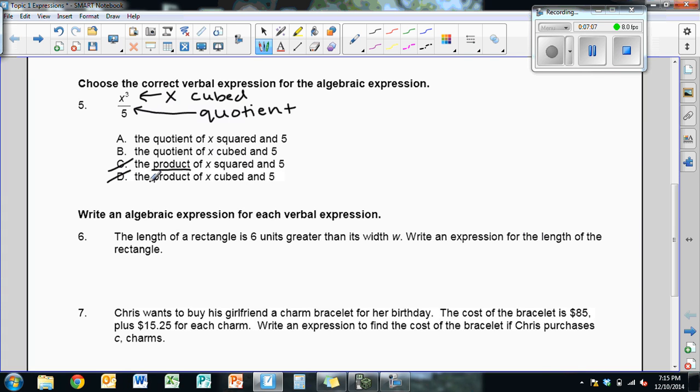C and D use the words product, so that can't be it. And then A says that x is squared, but it's cubed. If it has a 3, 3 is cubed.